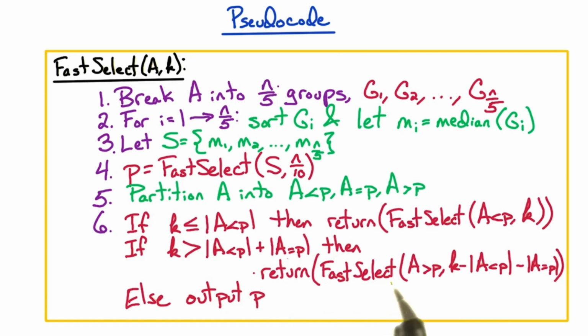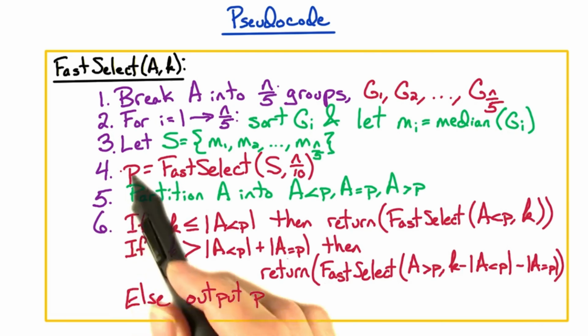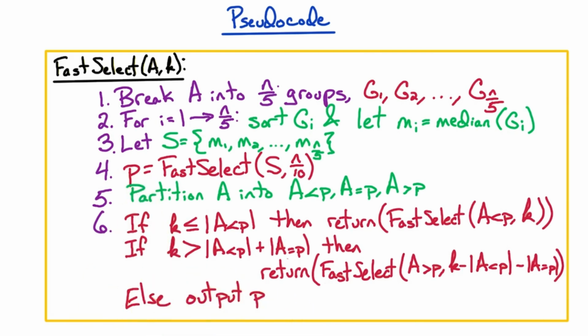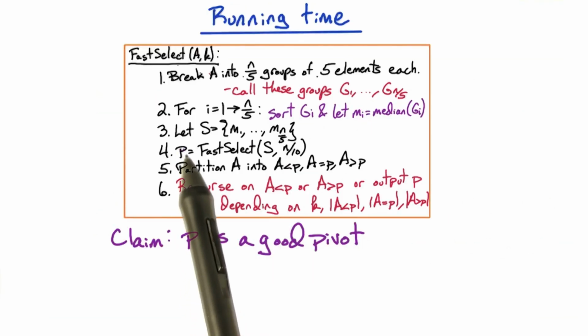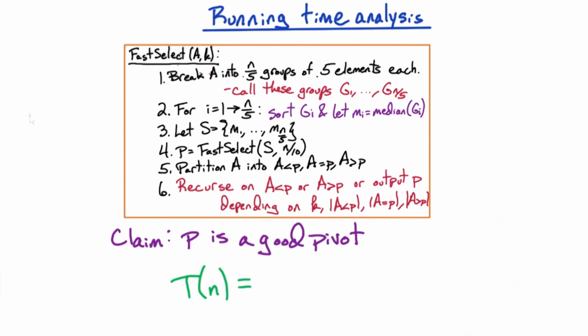Now we can analyze its running time, assuming that this pivot P that we found is a good pivot, and then we'll go back and prove that this pivot P is guaranteed to be a good pivot. Now let's assume this fact for now, and then let's look at the running time of this algorithm. Let's look at the running time step by step.